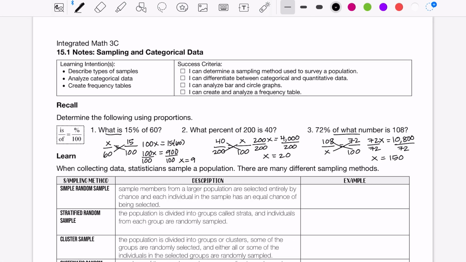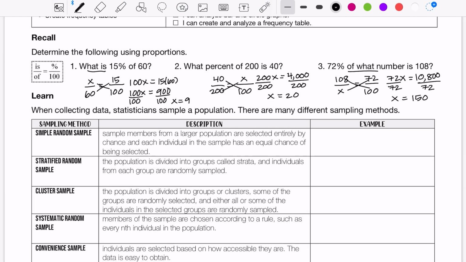Okay, moving on now to our actual lesson. This is our stats and probability chapter. So we're going to start with just some ways to gather data from a population. So the first way is going to be the simple random sample. And this is when you sample members from a larger population and they're selected by chance, and everyone has an equal chance of being selected.